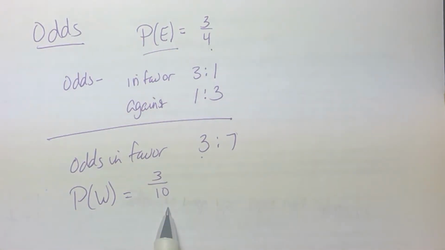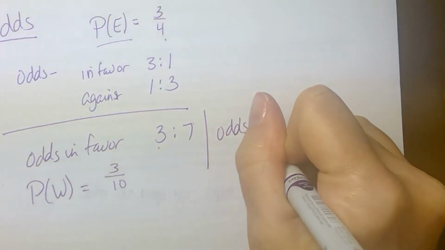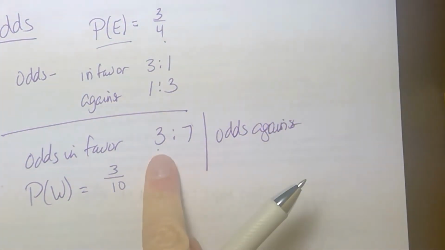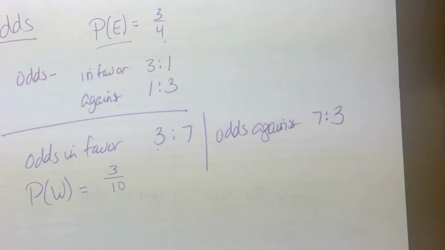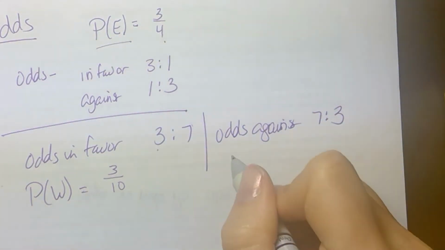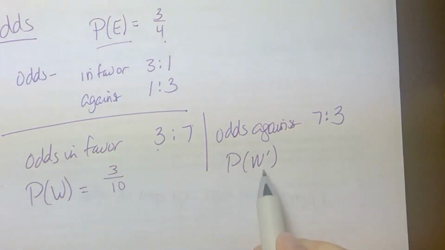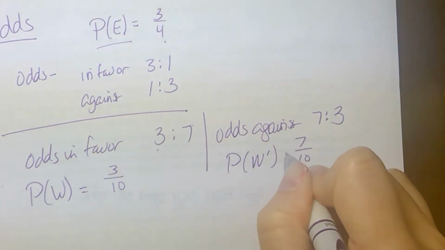Well, if this is true, then what are the odds against our guinea pig winning? If the odds in favor are 3 to 7, the odds against are 7 to 3. And the probability that our guinea pig won't win, so the complement of that, the probability that it will lose, would be 7 out of 10.